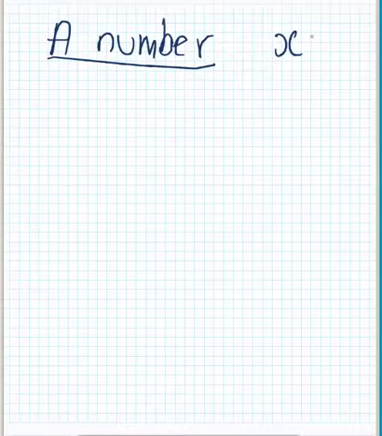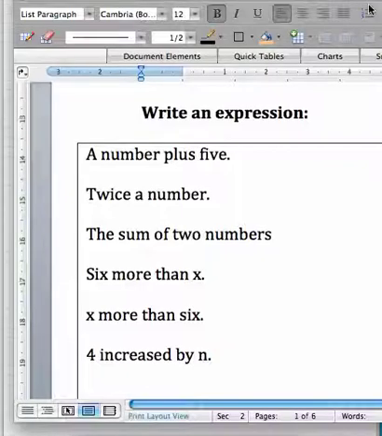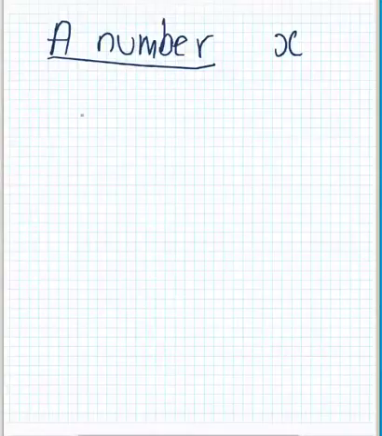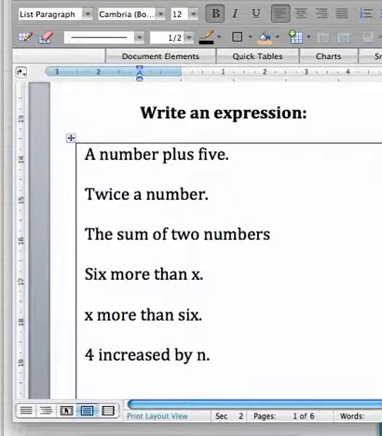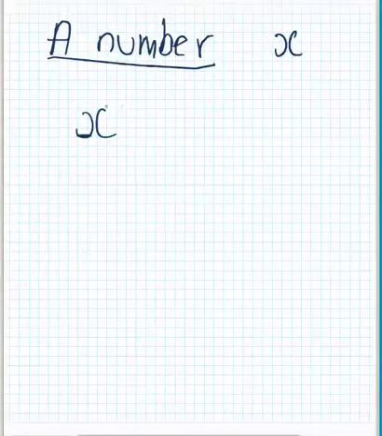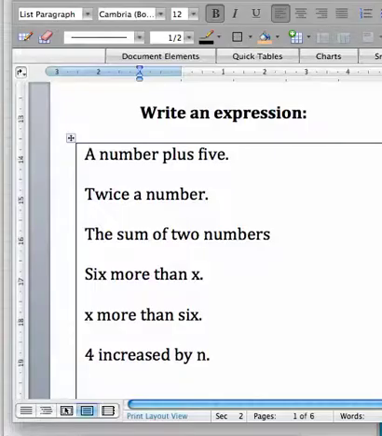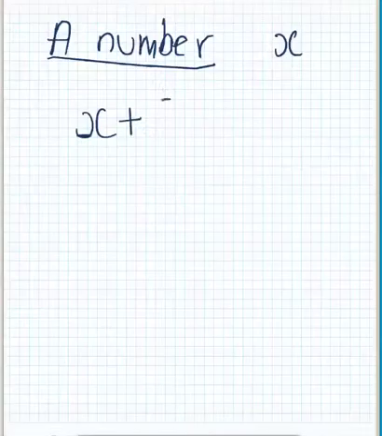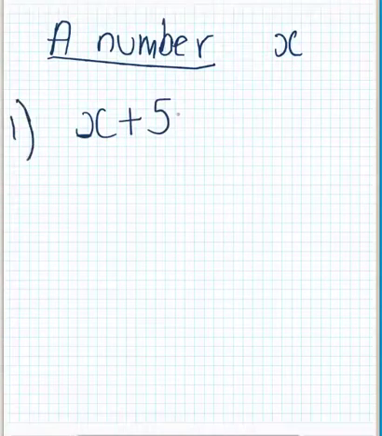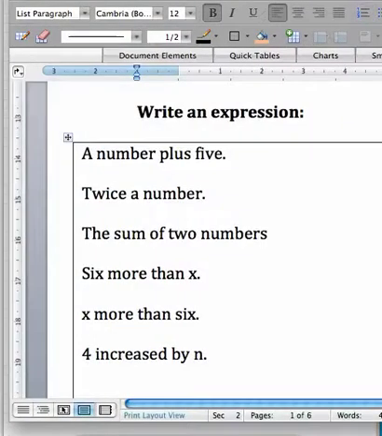Okay, usually I use x because it's quite common, but you can use any other letter in the alphabet you want. Okay, so for this problem here, a number plus 5. So a number, I'm calling x. We know plus is a symbol in maths that's like this, plus, and 5 is just 5. And there it is. We have written an expression for this problem here, a number plus 5. And that's how easy it is.